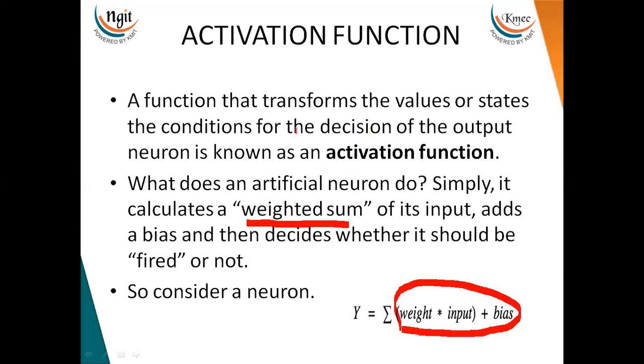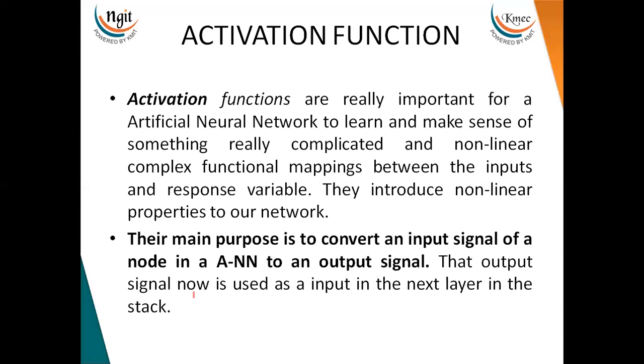So the main task of the activation function is transforming the given input to output, and because of the activation function we can decide whether a neuron is fired or not. Fired means it is active in the next layer, whether it plays a role in the next layer or not. So the main purpose of it is to convert an input signal of a node in an artificial neural network to an output signal.